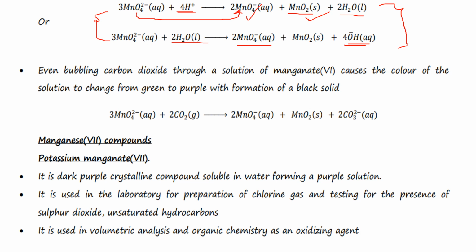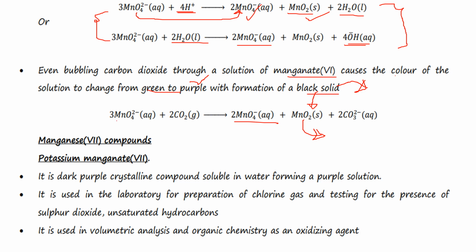Now proceeding, you're going to say that even bubbling carbon dioxide gas through a solution of manganese 6 ions causes a color change from green to purple with formation of a black solid. Remember that the one which is purple is going to be called manganese 7, which is this one, and the black solid is going to be manganese 4 oxide. Now we say that it's black when it's anhydrous, but since we're having a solution, students who say that it's a brown solid will also be marked. In fact, that will be the most correct statement.